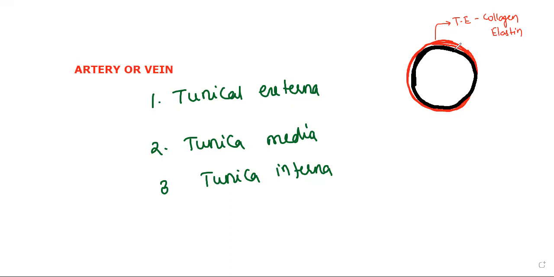The middle layer is tunica media. The tunica media of this particular artery has smooth muscle. What do you think? Does it require more muscles or less muscles? More, because contraction happens here. Tunica media has more muscles. Smooth muscles are present in large amount.